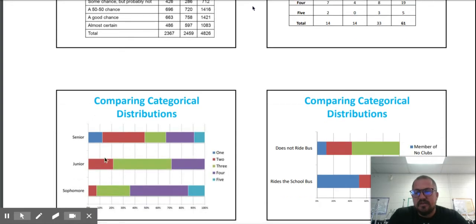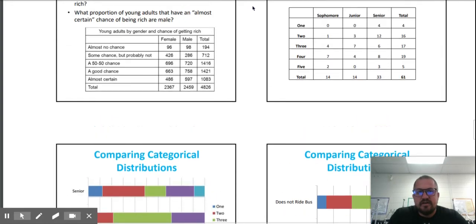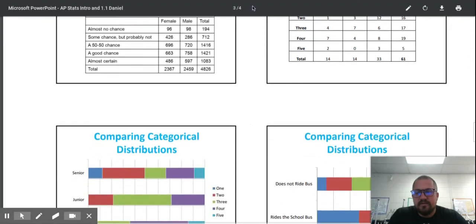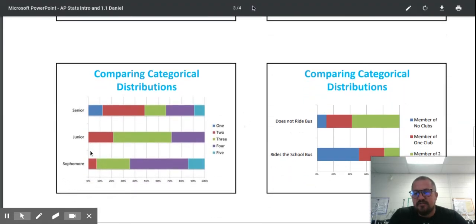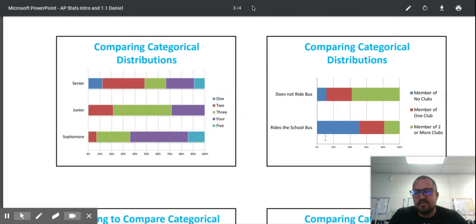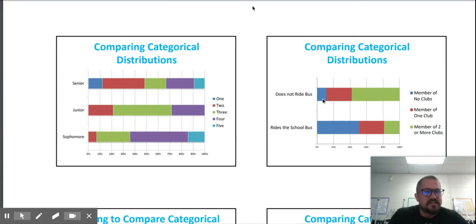And then remember, if you look at juniors, if we go back up, none of them had 1, and same for sophomores. So none of them have the blue. So we're just adding how many they have and making sure that it all adds up to 100%. This is called a segmented bar graph. So you make sure that it adds up to 100%. And then here's the does not ride the bus and rides the bus.